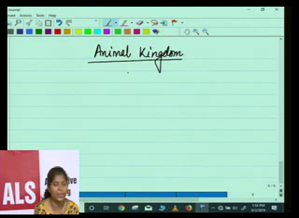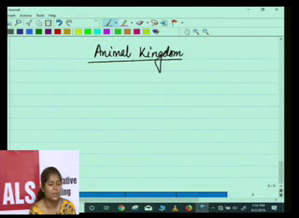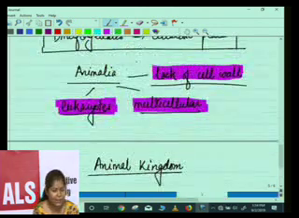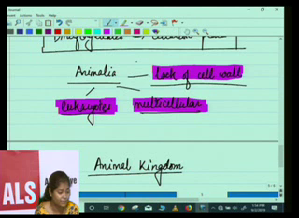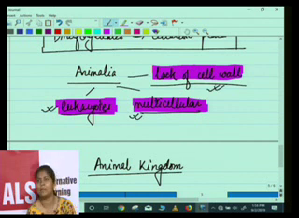Okay, let's start up with animal kingdom. So what are the members of animal kingdom? Who are the members of animal kingdom? Just now we did that. Everybody who is eukaryote, everybody which is multicellular. So everybody which is eukaryote, multicellular, do not have cell wall, isn't it?